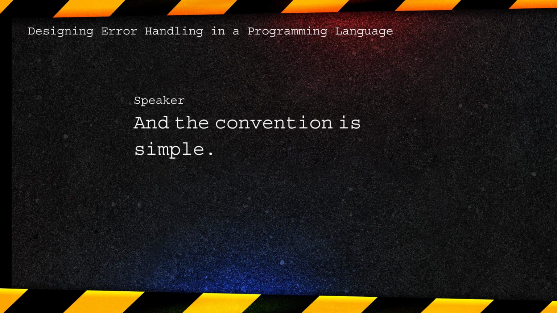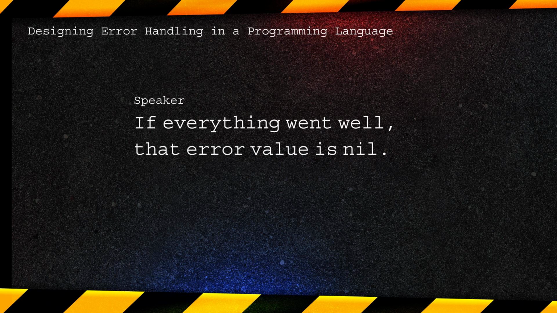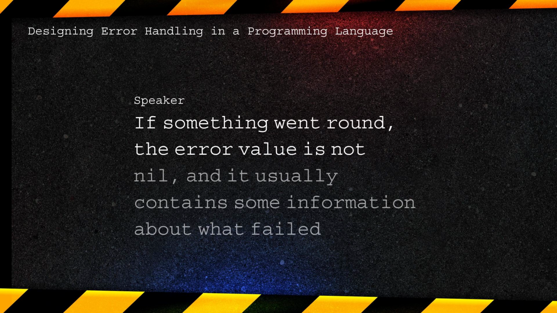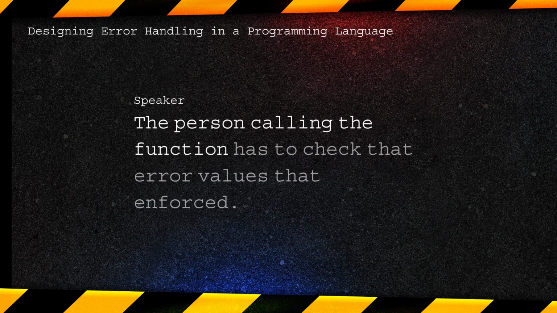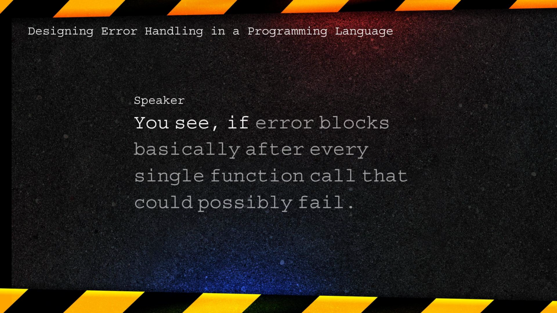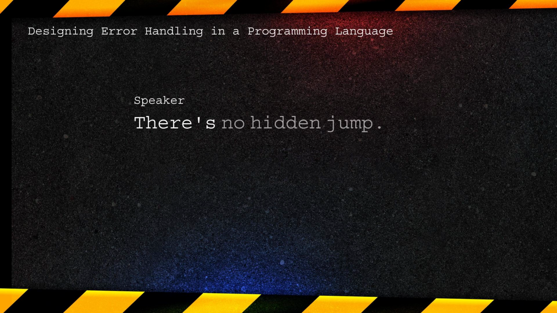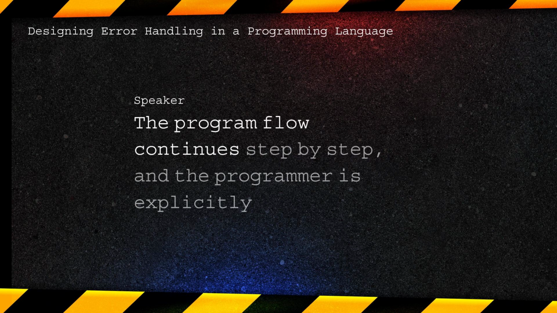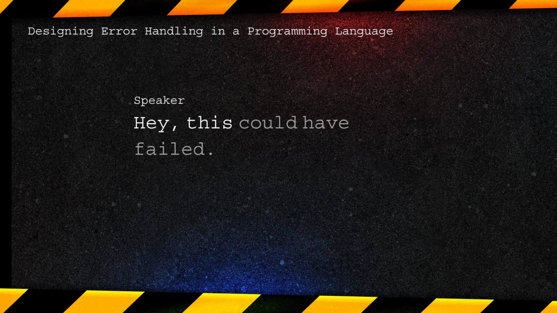Right. And the convention is simple. If everything went well, that error value is nil. If something went wrong, the error value is not nil, and it usually contains some information about what failed. And the developer, the person calling the function, has to check that error value. Is that enforced? It's not strictly enforced by the compiler in the same way Java checks checked exceptions, but it's a very, very strong convention. You see if err != nil blocks basically after every single function call that could possibly fail. It's just how Go is written. There's no hidden jump. The program flow continues step by step, and the programmer is explicitly reminded right there in the code, hey, this could have failed.